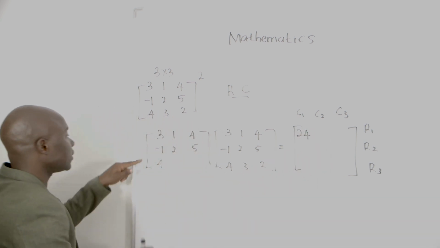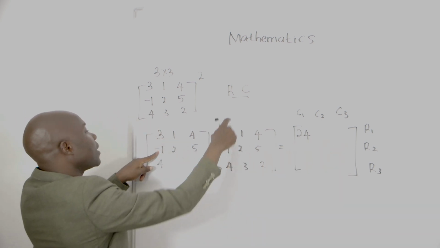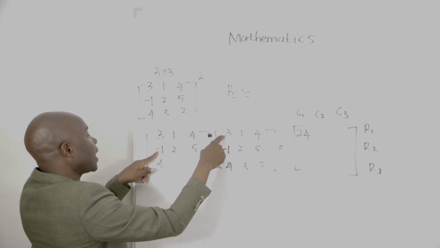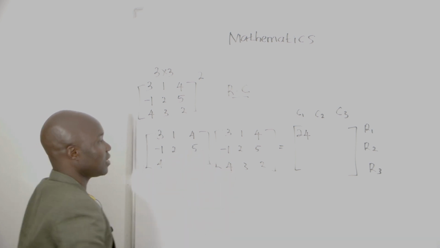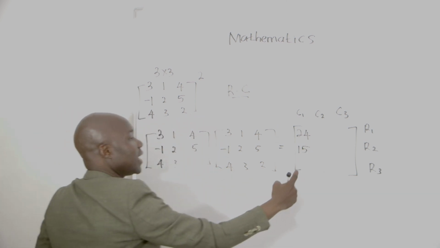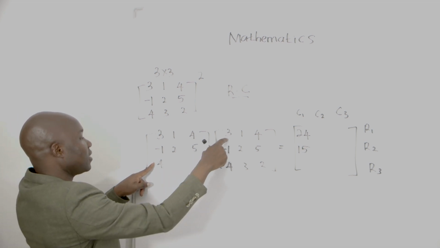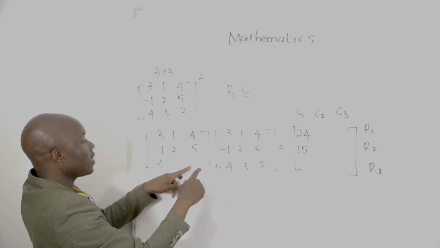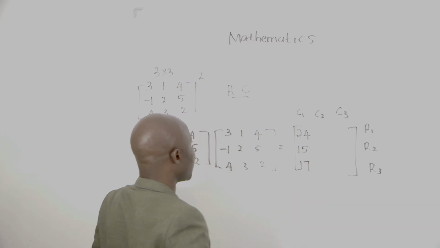Then below it here, because now we are dealing with row 2, we take row 2 but still under the first column. So negative 1 times 3, this is negative 3 minus 2 is minus 5. Minus 5 plus 20 we get 15. Then if we are in row 3, we deal with this row 3. So 4 times 3 is 12. 12 minus 3 is 9. 9 plus 8 we get 17.